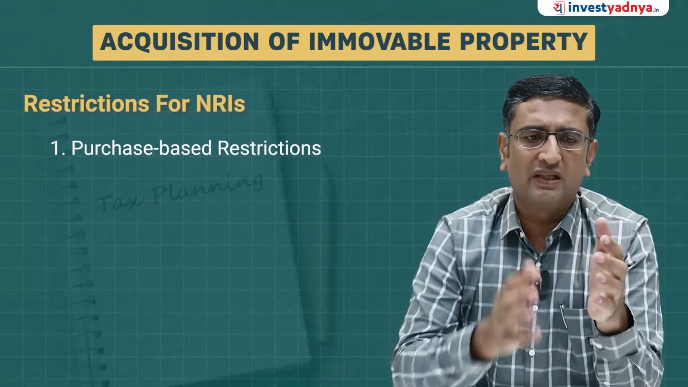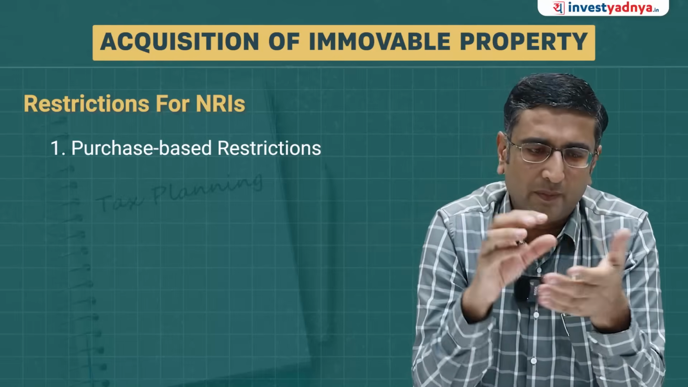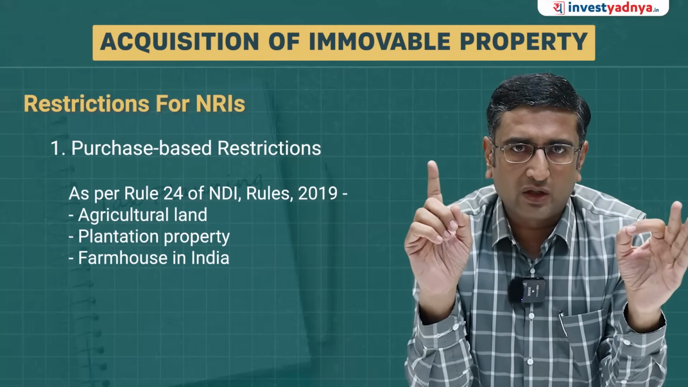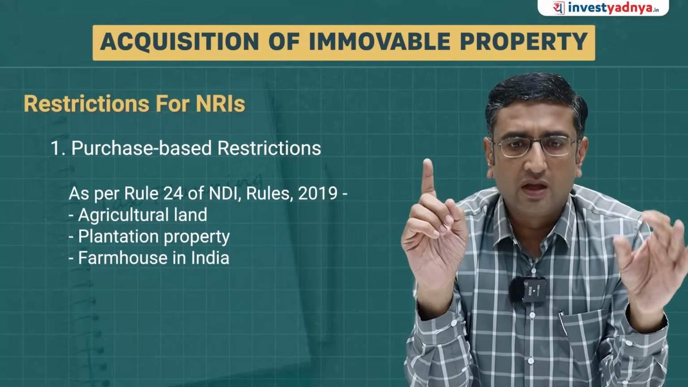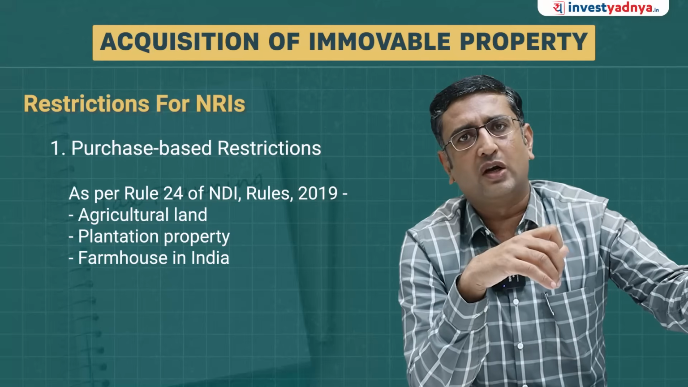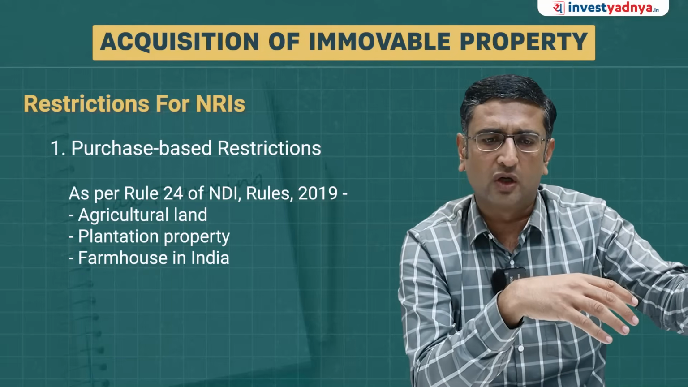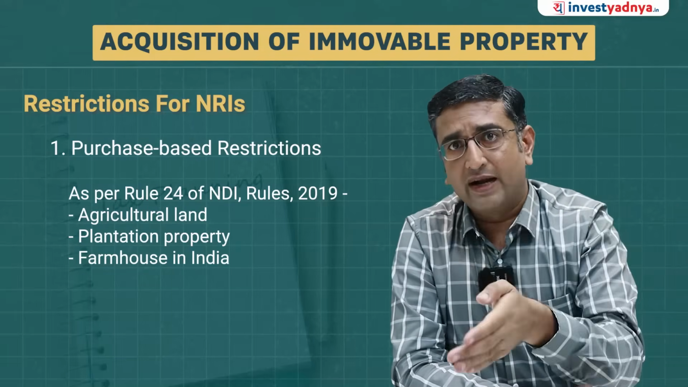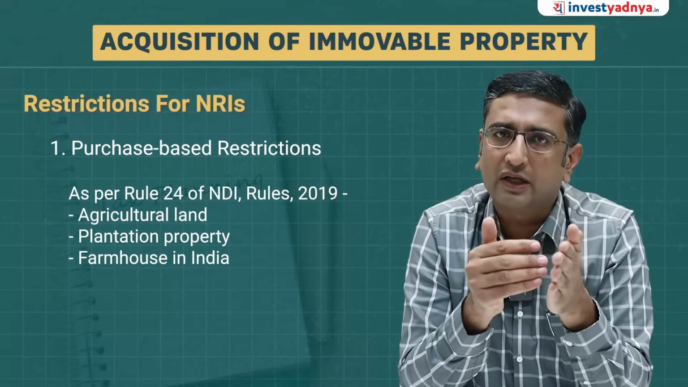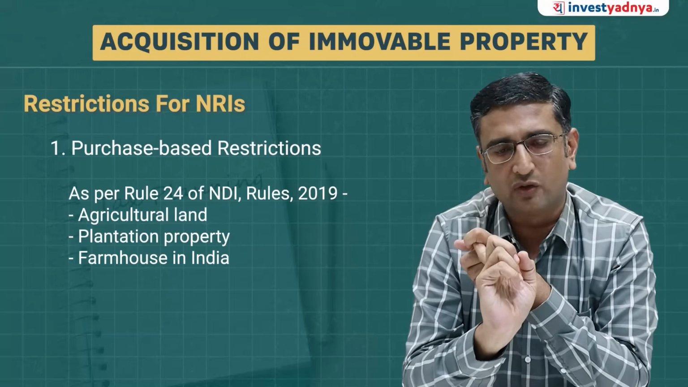Firstly, the purchase-based restrictions cover what all I cannot purchase in India. Being NRI or OCI, what am I not allowed to purchase in India? Firstly, agricultural land. Being NRI or OCI, I am not allowed to buy agricultural land in India. A plantation property I cannot buy. A farmhouse in India I cannot buy. Many times, for second home purposes, we buy a farmhouse plot and on that we build a farmhouse bungalow. Even the farmhouse land is also agricultural land. So whenever you are NRI or OCI, you are not allowed to buy the agricultural land, the plantation property, or the farmhouse in India.